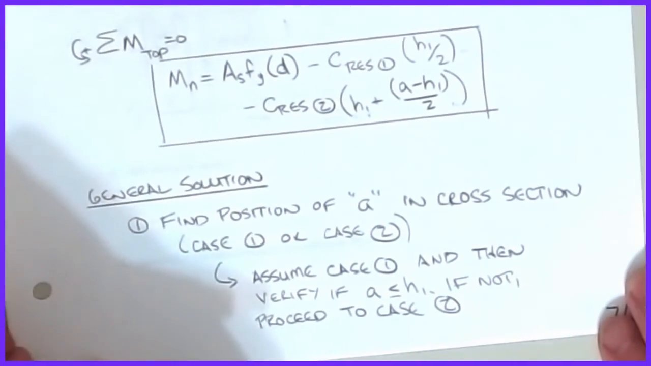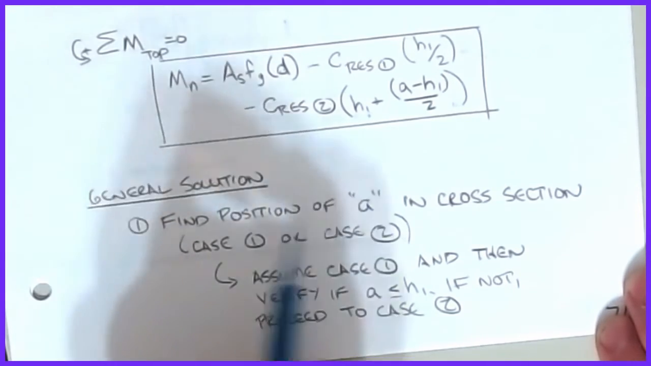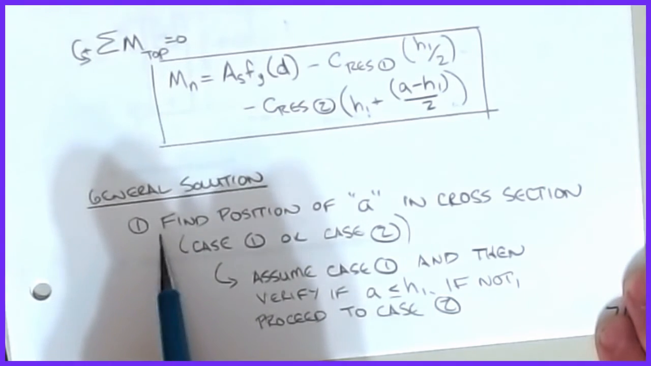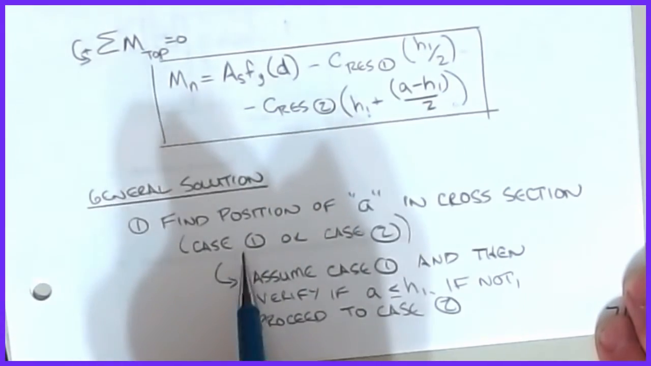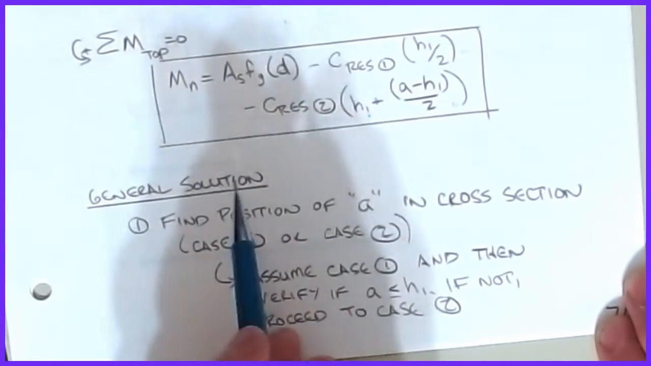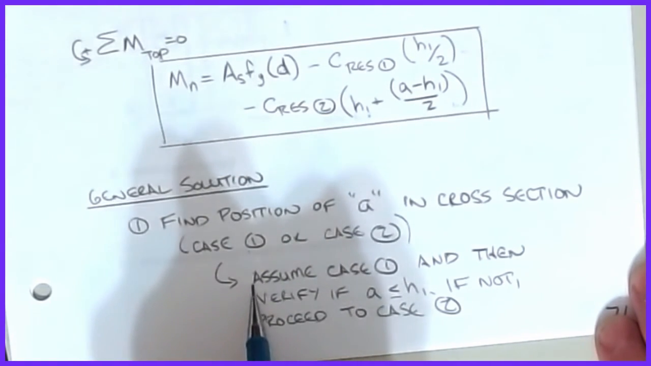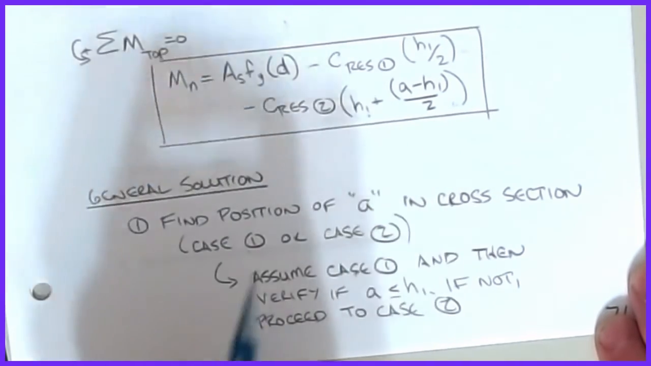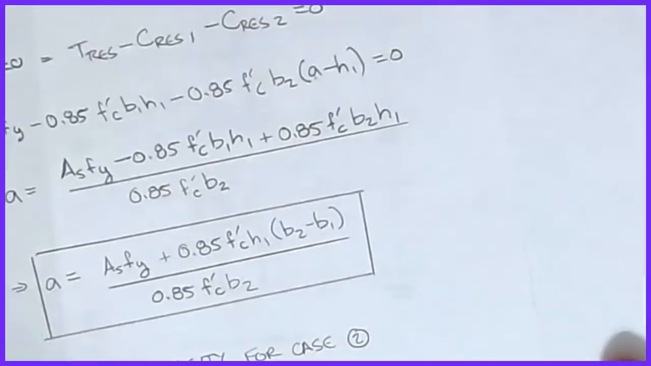Just like what we did with the simple singly reinforced sections, now when we get into these shapes where things are a little bit more variable, all you're doing is finding the position of A in the cross section. Figure out, are you case 1 or case 2? Once you calculate A, then you know which case you are. Typically what I'll do is assume case 1, and if that doesn't work, then I assume case 2, and I just progress my way down through it. The approach is exactly the same.